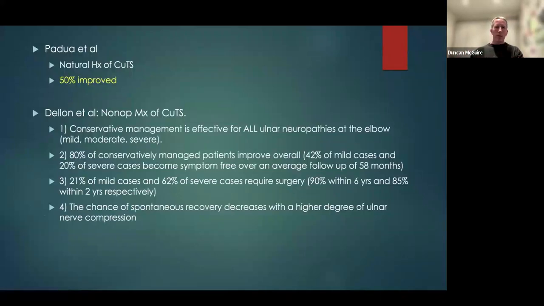So if you look at the literature, there are quite a lot of papers showing that it can improve with conservative management. One paper here by Padua showed 50% improvement just over time without doing anything. And Lee Dellon is a big nerve guy, and he showed that a lot of cases will improve with time, depending on the degree of severity. But the more severe the McGowan grade, the more chance you're going to need surgery.